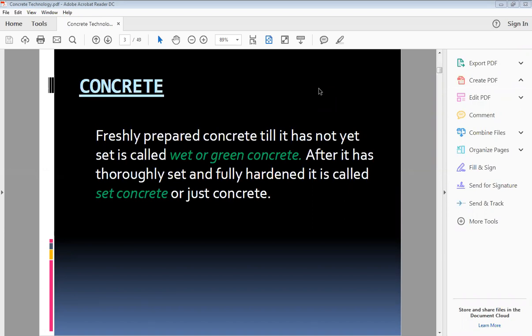You can see there are a number of buildings already made in different proportions. Like the front of many buildings, it's in a curved portion, an inclined portion, a horizontal portion. So it's all about the concrete property. In a green state, we can change it to any shape, that is called wet or green concrete. When it is hard, or you can say it's getting strength, that is known as fully hardened concrete or set concrete.